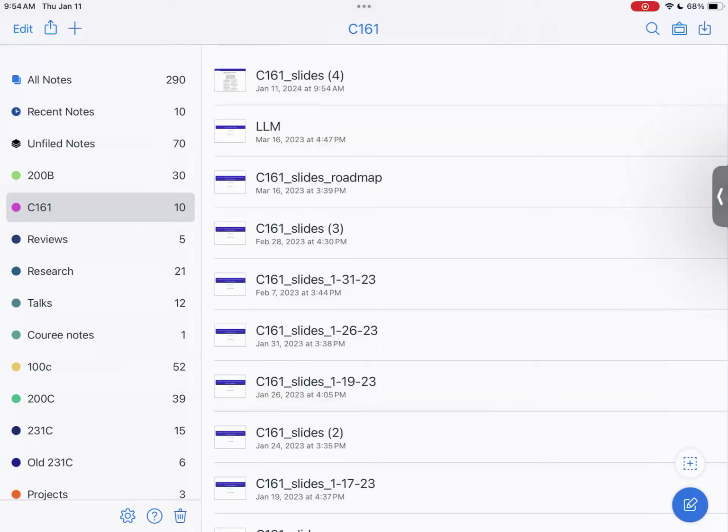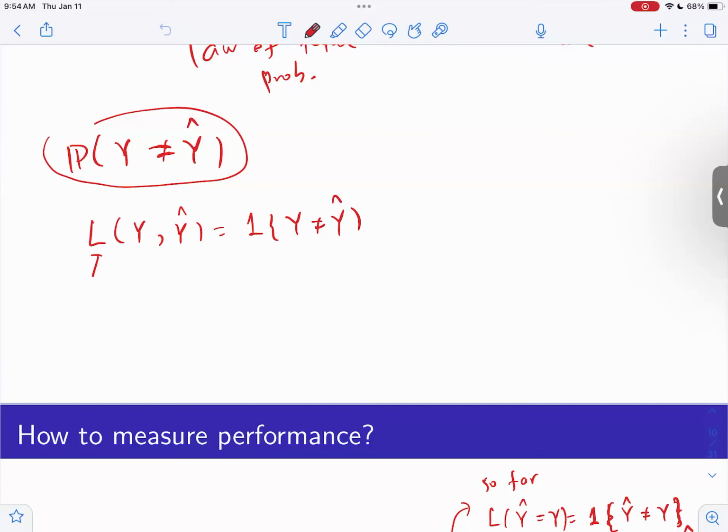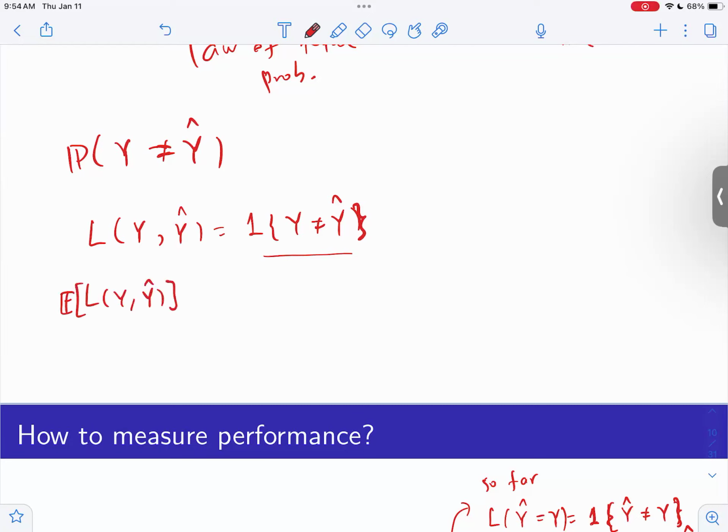Expectation. Okay, yes, that was what I was looking for. If you think about this, this guy is another random variable, because y and y hat are both random variables. So this is another binary random variable, either 1 or 0. And the expectation of this random variable would be what? The expectation of L of y and y hat is, so it's a binary variable. How do you calculate the expectation of a binary variable?